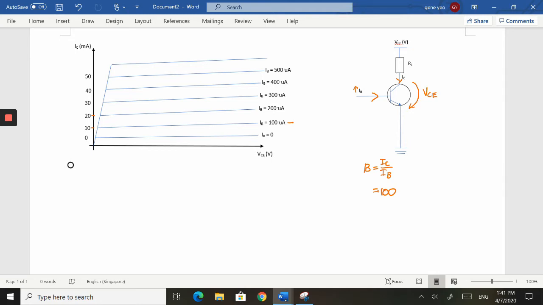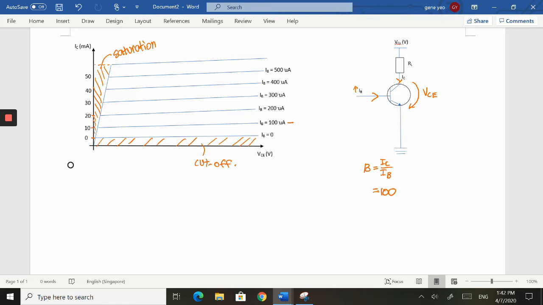Next, you'll notice that if I do not have an IB, if I do not have a base current, I will not have a collector current. Anything below that is 0. We call this the cutoff region. This is your cutoff region. You'll also notice that this area also does not affect anything. This is my saturation region. Yeah, this is my saturation region.